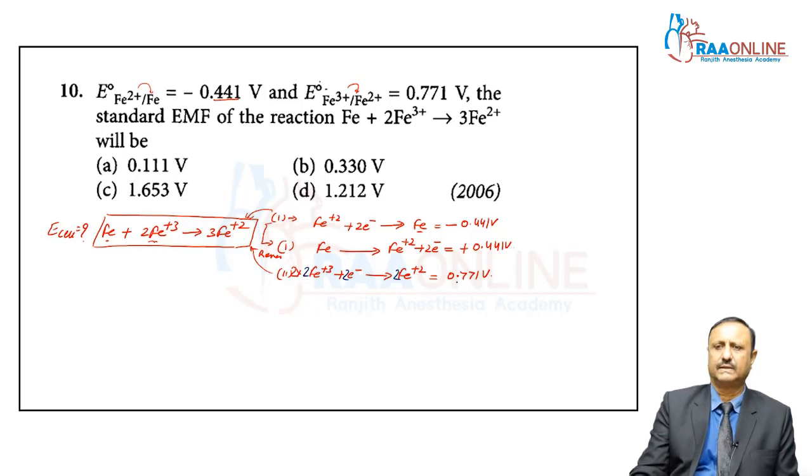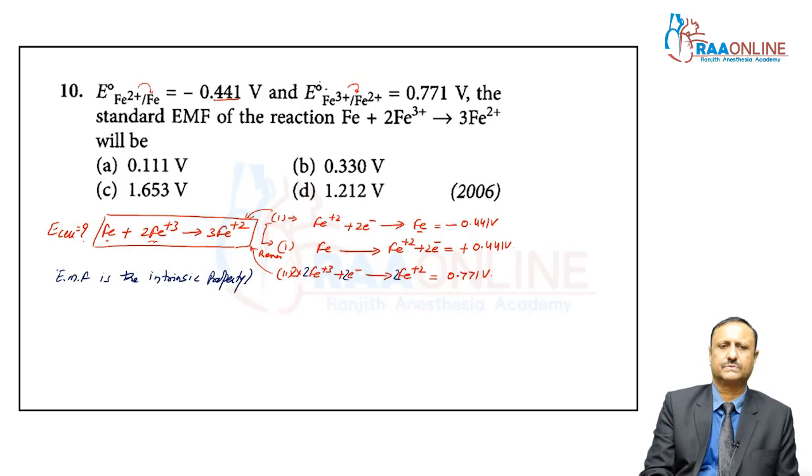My dear students, EMF is an intrinsic property. It does not depend upon the number of electrons. So you can write here: intrinsic property. Here you cannot multiply. It is an intrinsic property, not an extrinsic property, so it does not depend upon the nature or numbers. So my dear students, you cannot multiply by 2 here.